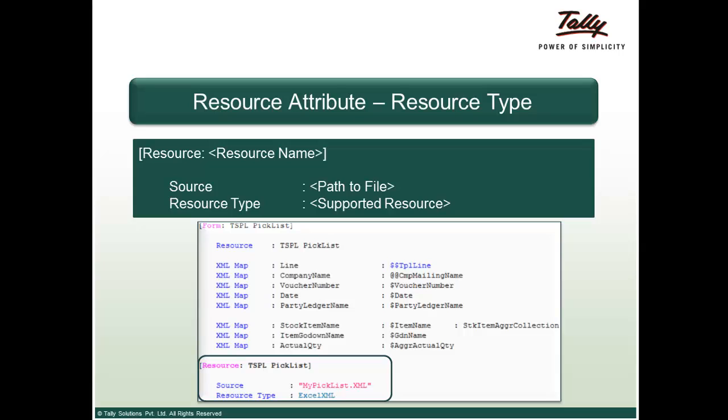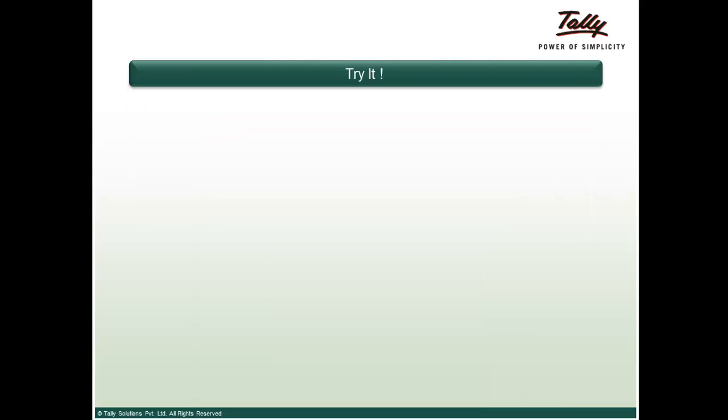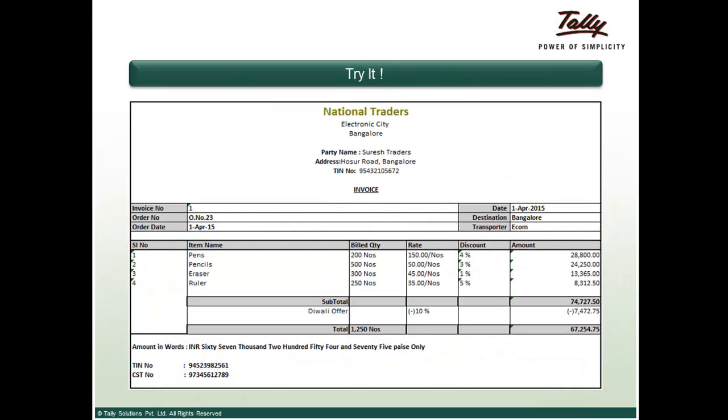In the path given to the source attribute of the resource definition, TSPL picklist mypicklist.xml is a predefined Excel XML document which is to be printed in the designed format from Tally. Now that you have understood the technicalities, why don't you try your hands on designing and printing a new invoice format as shown on the screen.